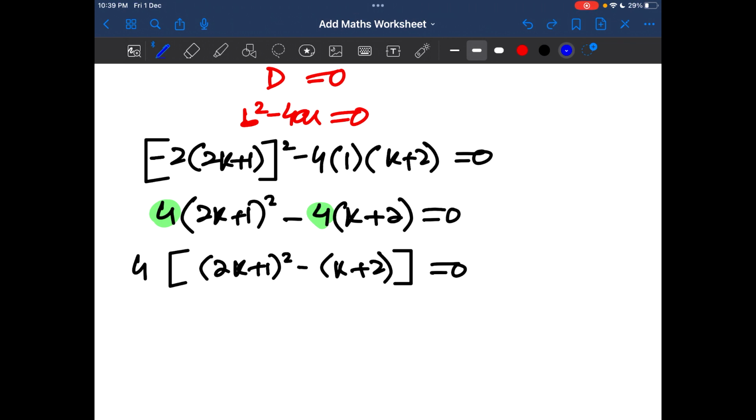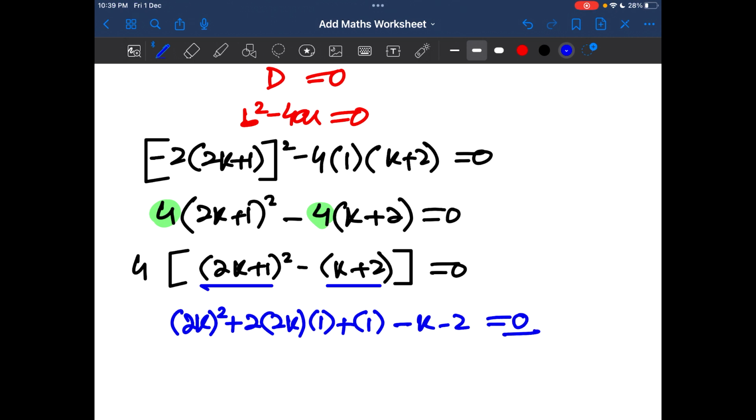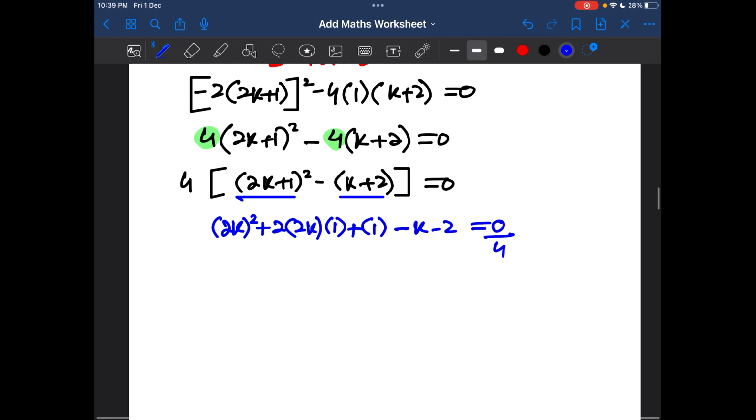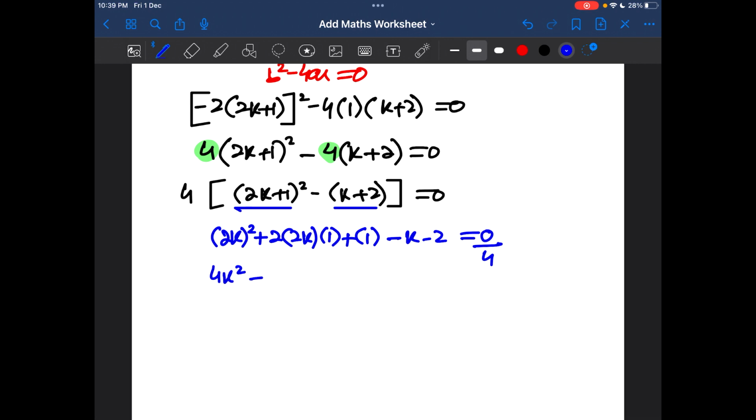We are going to open up the bracket. This bracket is going to be opened with the help of the formula a square plus 2ab plus b square, and multiplying by the minus sign this bracket becomes minus k minus 2. 0 divided by 4 becomes 0. I'm going to have 4k square plus 4k plus 1 minus k minus 2 is equal to 0. I'm going to have 4k square plus 4k minus k. 4k minus k is going to be 3k. We have like terms. 1 minus 2 is minus 1 here.